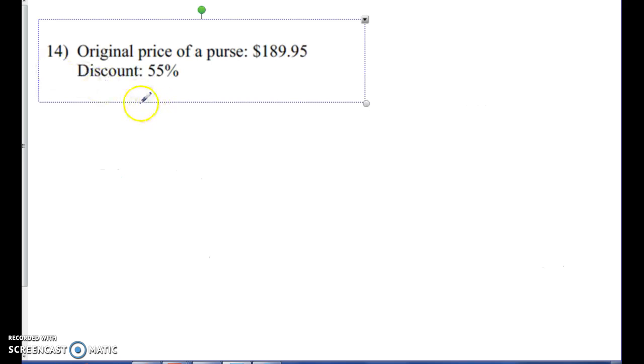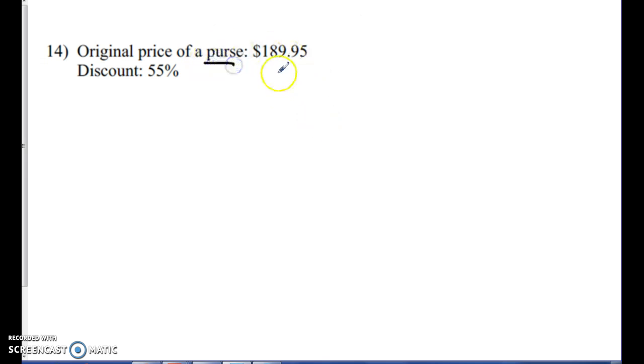So I want to look at question number 14. And where you guys use percentages a lot is in regards to discounts and markups. You guys are all probably buying stuff. Some of you guys might have actually bought a purse. And say, for example, we're buying a purse that's $189.95. But the price is discounted by 55%. So I'm not paying the whole price, but I'm taking away 55% of it. So I'm going to show you guys two ways for me to do this.